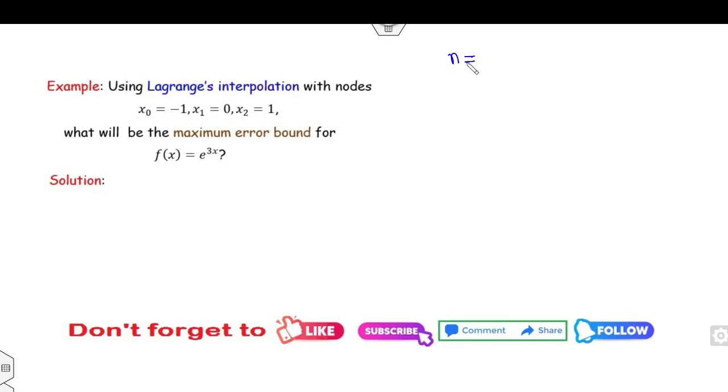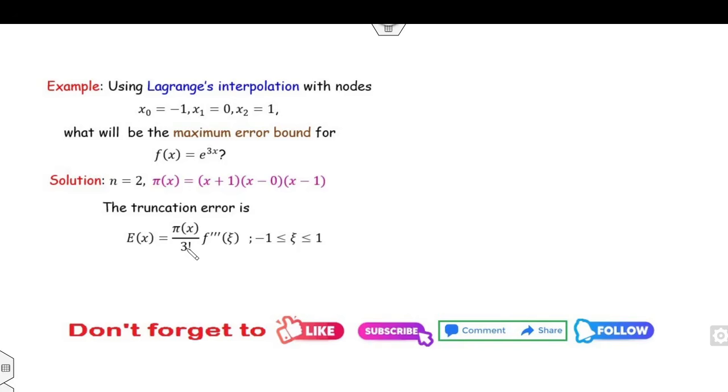Again, your target is to firstly write the value of the n and pi of x. There are the 3 points. N is my 2, x minus minus 1, x minus 0, x minus 1. Fine. I can substitute this value in the error bound. N is my 2, so it's a 3 factorial, and I can find the maximum value. Your target is to find the maximum error bound for this, but x star is not given to you. So that means you can write the maximum in both cases.